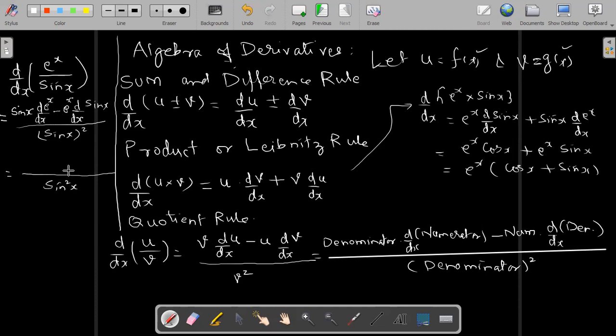This is the answer. The differential of e to the power x is equal to e to the power x, so e to the power x will be written in it. The differential of sin x is equal to cos x. Now you can take out common e to the power x. So finally you get e to the power x into sin x minus cos x divided by sin square x.